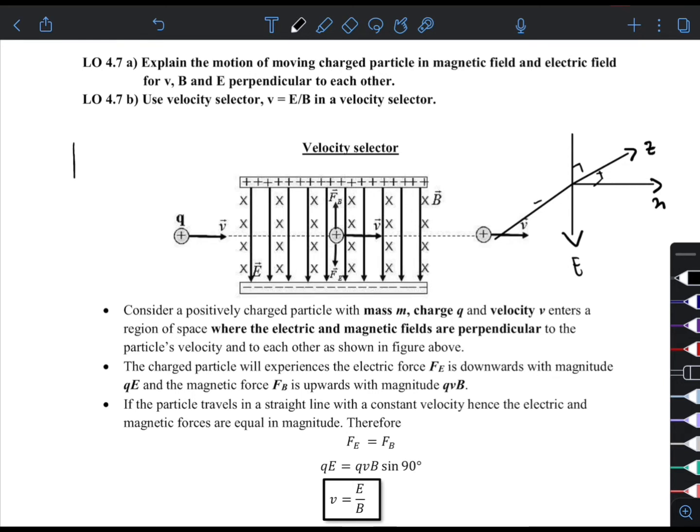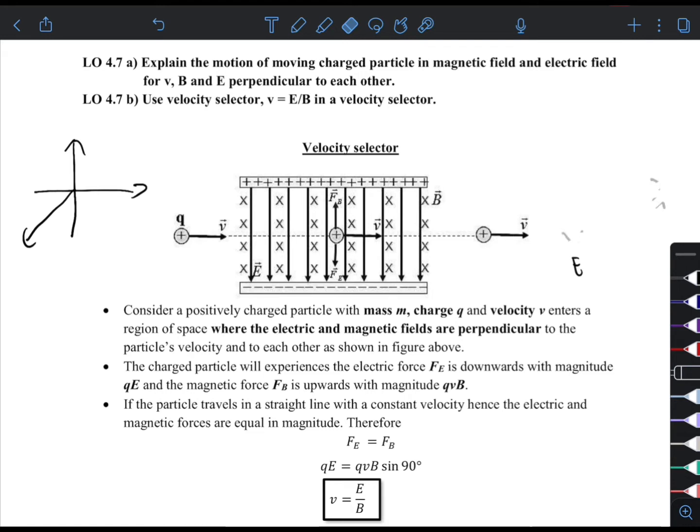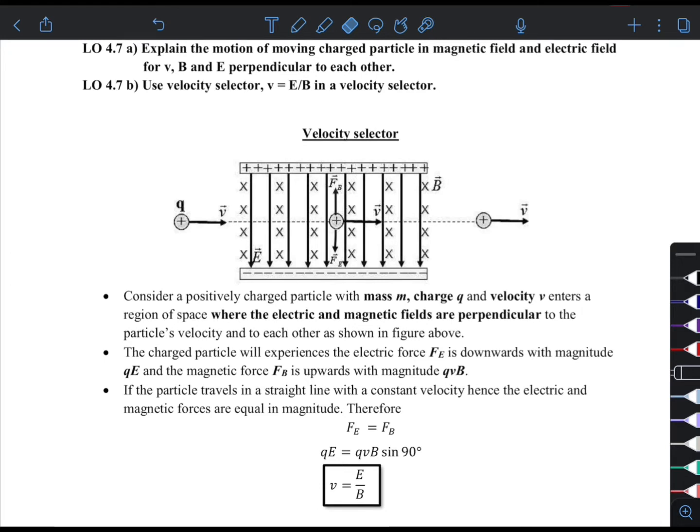So dia melibatkan paksi y, x dan juga z dekat sini. Okay, so your electric field is along y axis, your magnetic field is along z axis and also your velocity is along x axis. So they are perpendicular to each other dekat sini. Okay, the charged particles will experience the electric force Fe downwards with magnitude of qE and magnetic force Fb upwards with magnitude of qvB.